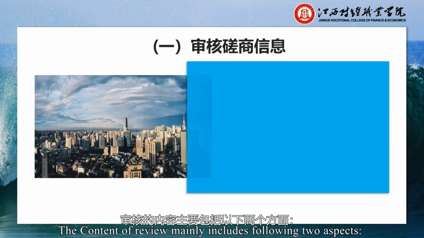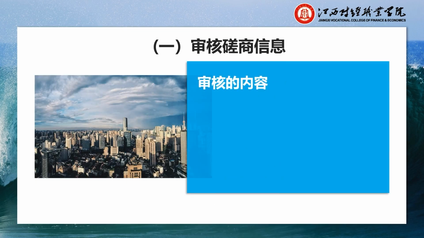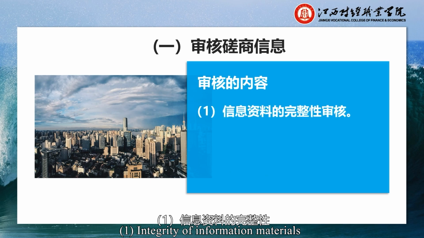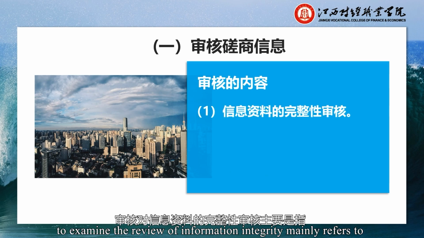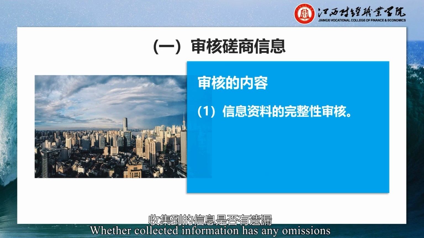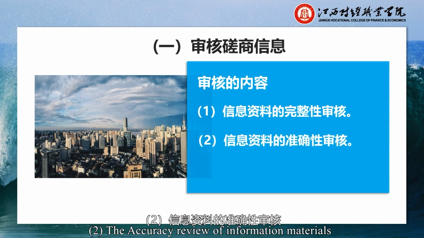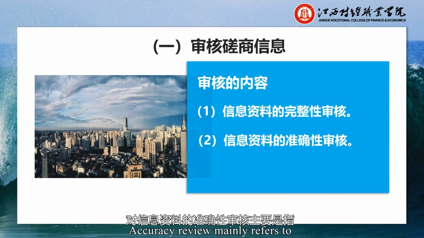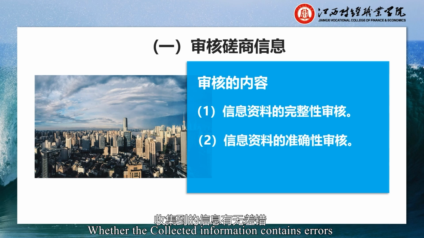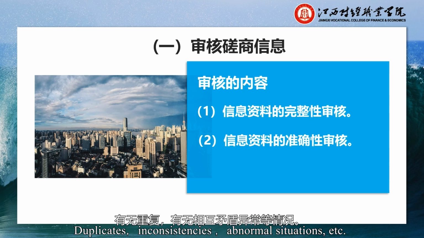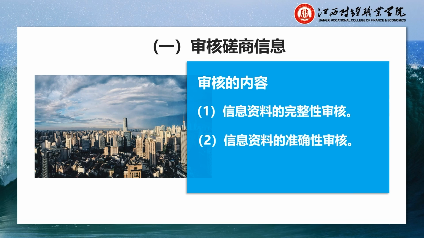The content of a review mainly includes the following two aspects. First, the integrity review of information materials. Integrity mainly refers to whether the collected information has any omissions, whether collected items, data, and indicators are complete. Second, the accuracy review of information materials. Accuracy review mainly refers to whether the collected information contains errors, duplicates, inconsistencies, abnormal situations, etc.